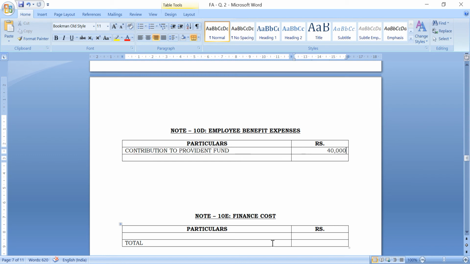Let me tell you once again, until you remember the entries and note numbers, you will not learn final accounts. So if you want to have proper command over final accounts, then this is a precondition. You must remember entries and notes along with note numbers. As soon as an entry comes in front of you, for example contribution to provident fund, it should strike your mind together that this entry will come in 10D. When your memory reaches that point, then understand that you have learned the final accounts chapter.